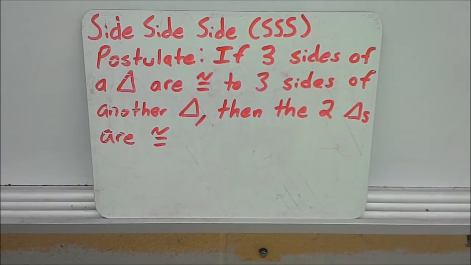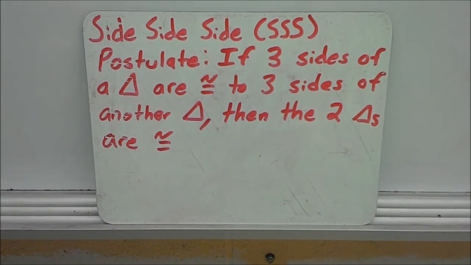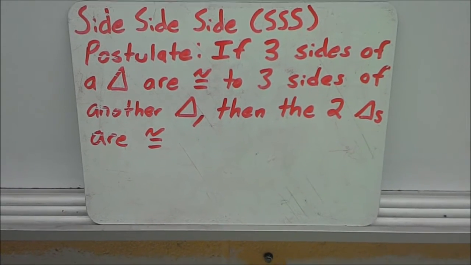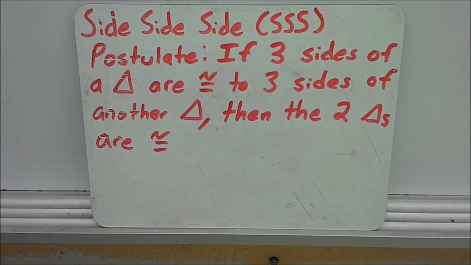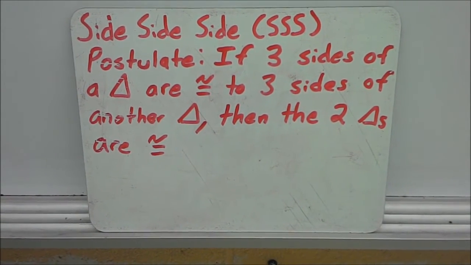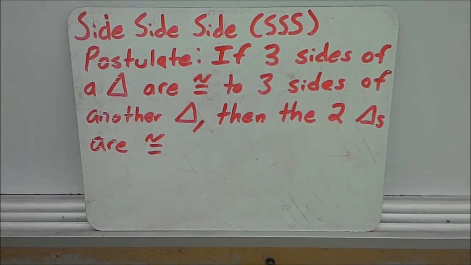Triangle congruency. Let's start with side, side, side. It states if three sides of a triangle are congruent to three sides of another triangle, then the two triangles are congruent. It's one of the ways to find if two triangles are congruent.